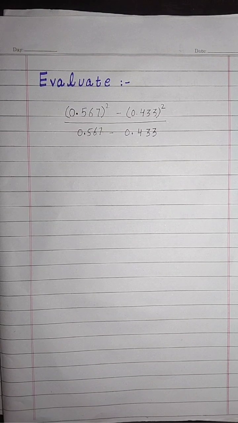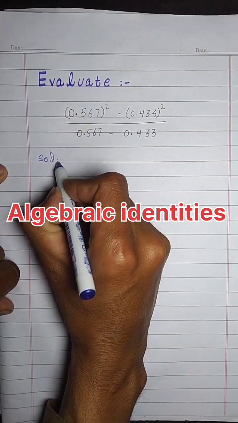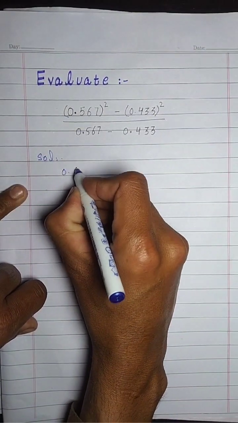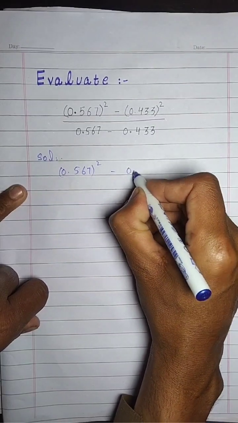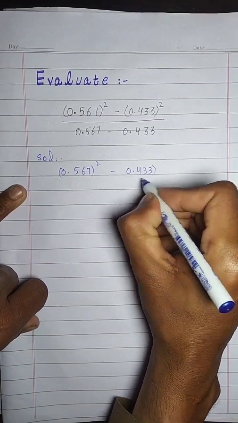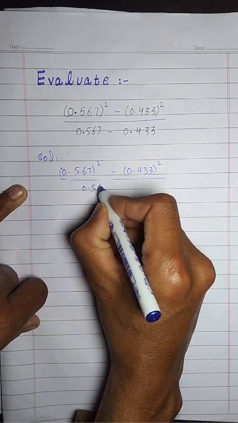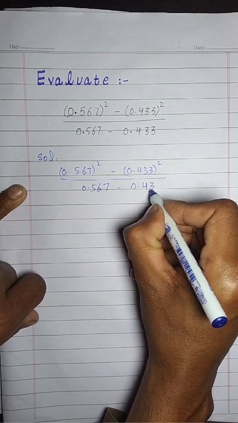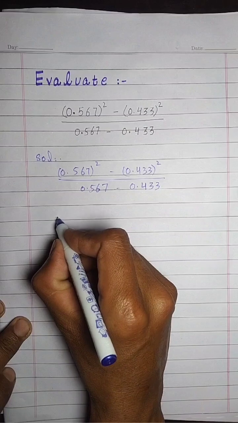Students, in today's video we will solve this question. First of all, we will rewrite it. 0.567 square minus 0.433 square divided by 0.567 minus 0.433. Students, we will solve it by using a formula.